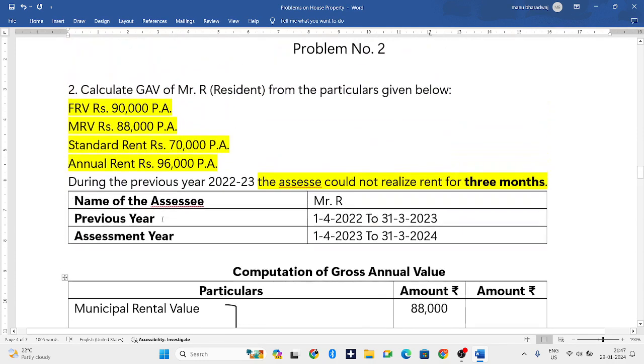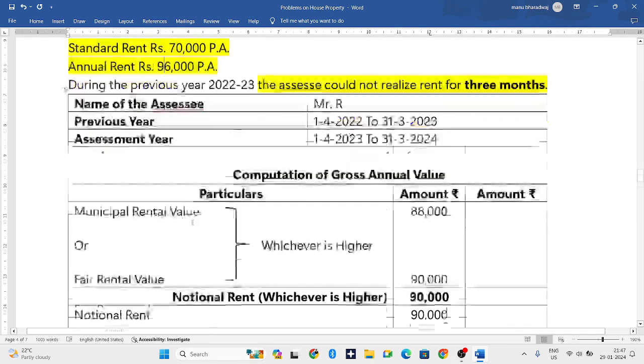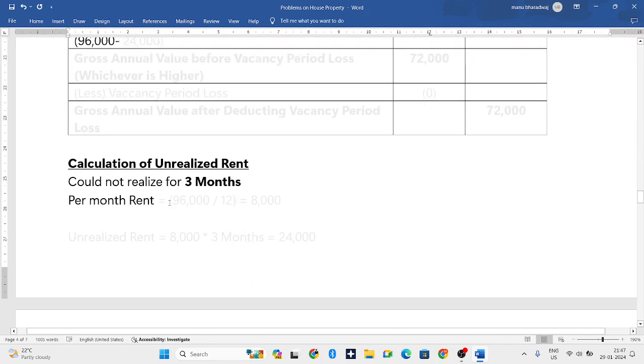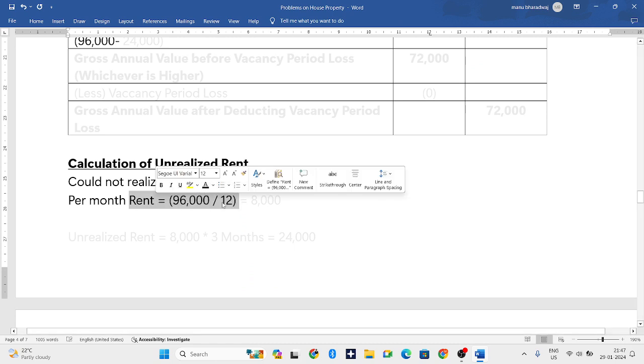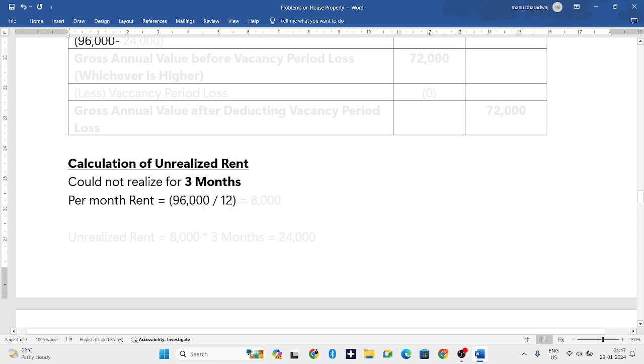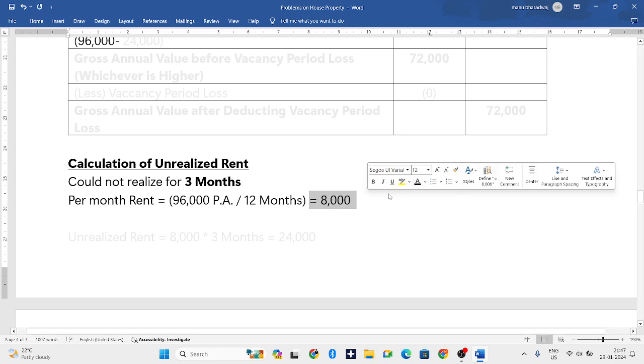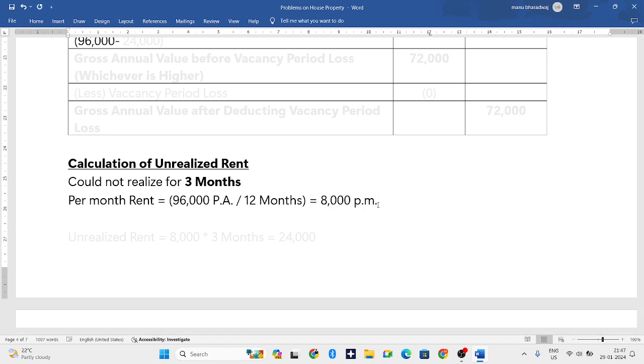In the question they have given that annual rent is 96,000. For 1 year it is 96,000. If I want to know for 1 month, then I should divide 96,000 by 12. In a year there will be 12 months. So 96,000 divided by 12 gives 8,000 rent per month. 8,000 rupees will be rent for 1 month.